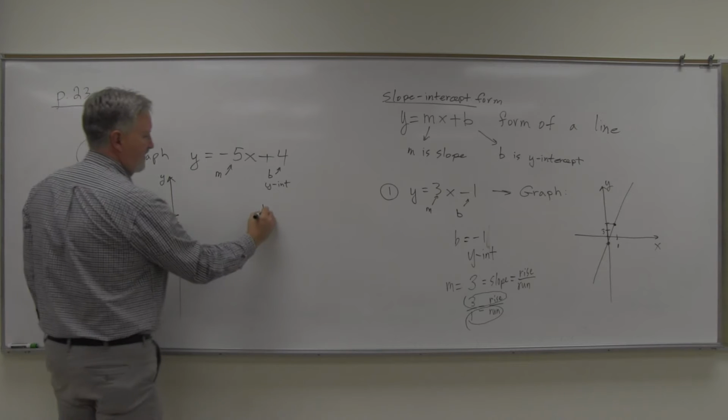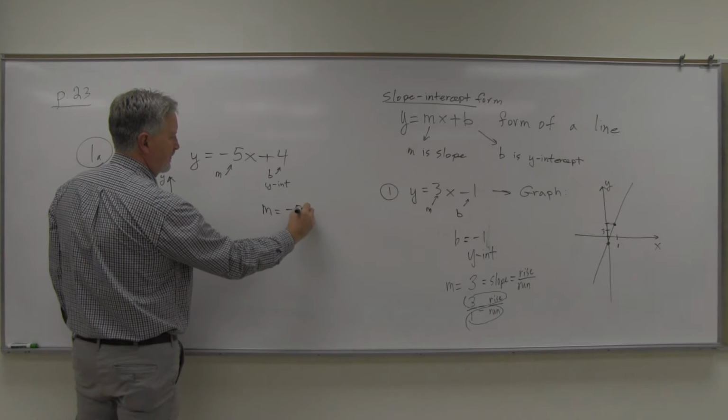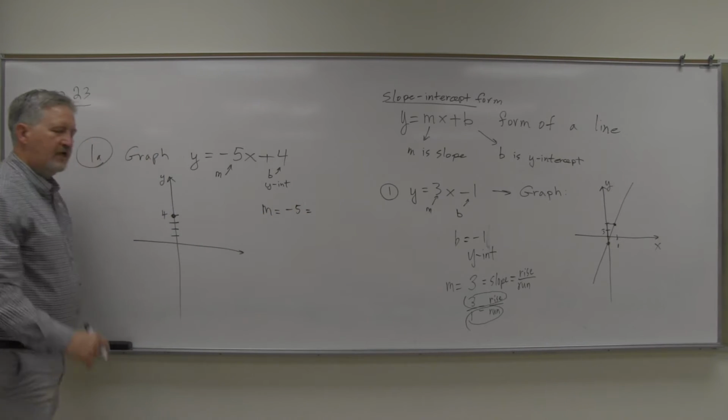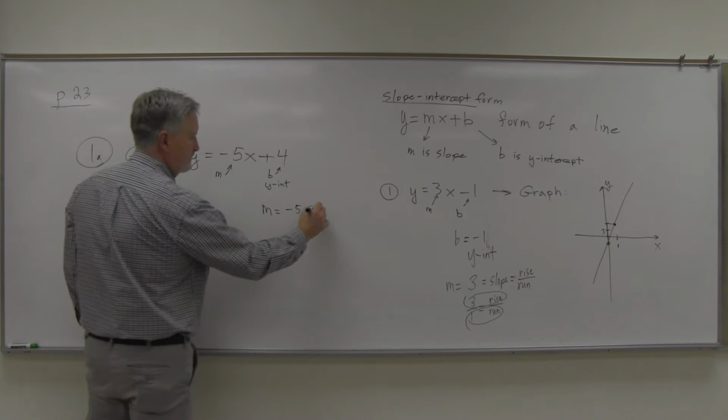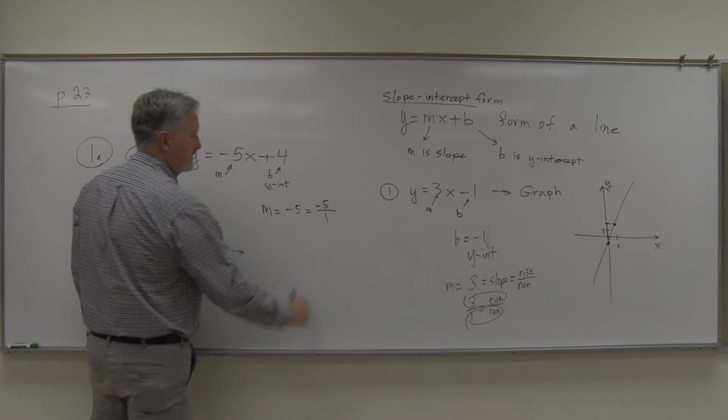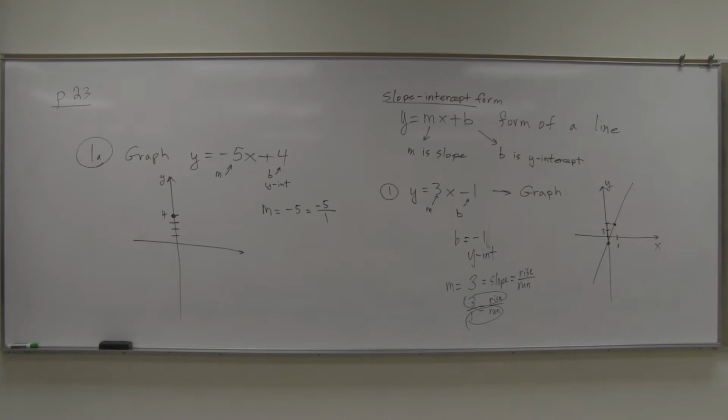M being -5, well, if I want to use slope-intercept, rise over run, let's put that -5 over 1. Now, the deal on that is the negative, there's only one negative in that. And so it either needs to go to the top or you could put it on the bottom, but I usually take it to the top.